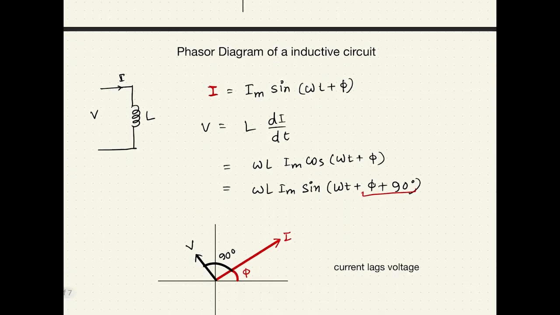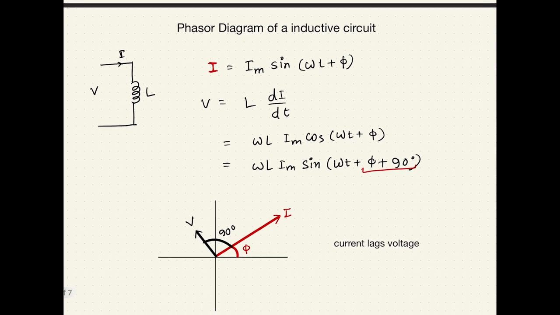Similarly, for an inductive circuit, if we manipulate this relationship, we get the expression of the voltage. And interestingly, here the initial phase angle of voltage is 90 degrees plus the initial phase of the current. That leads us to the conclusion that in an inductive circuit, voltage leads current or current lags voltage.